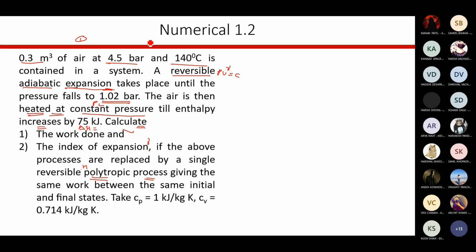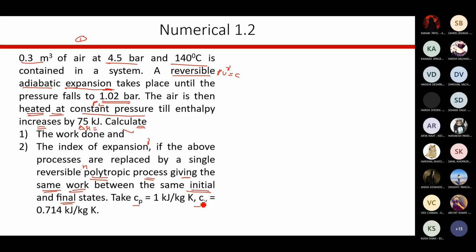When you replace these two processes, reversible adiabatic plus the constant pressure process by a single process, giving the same work, this is important, same work between the initial and the final states. Take Cp is equal to this, Cv is equal to this. Clear? So this is the given data.